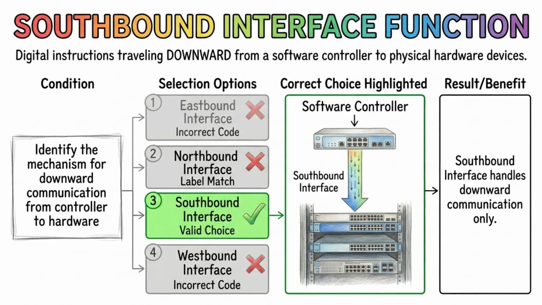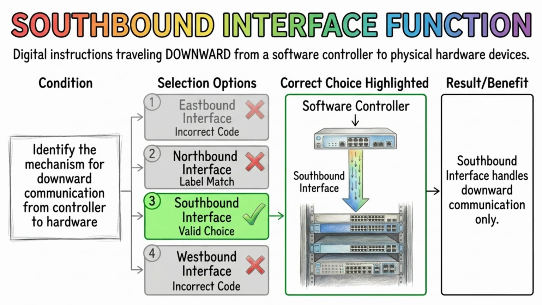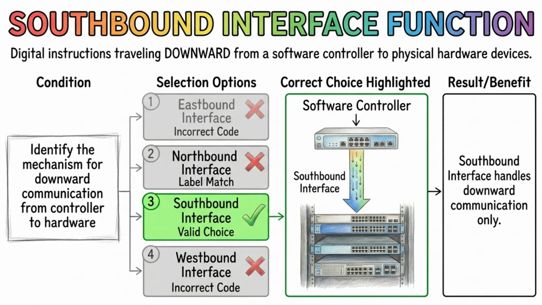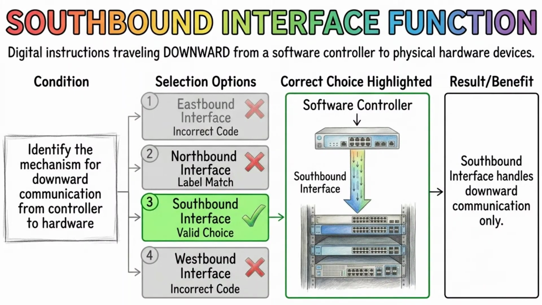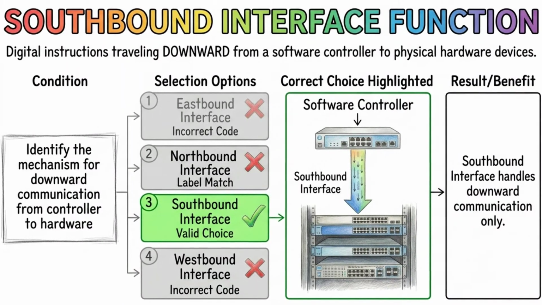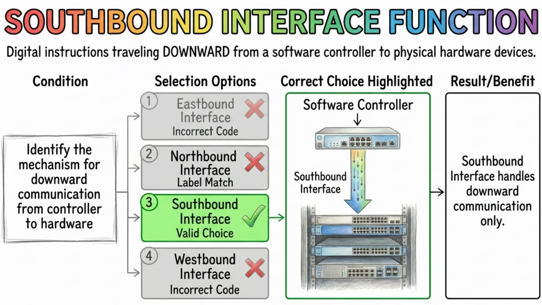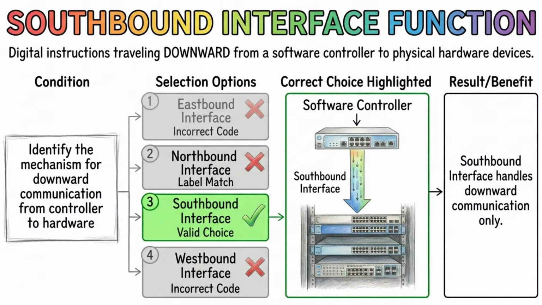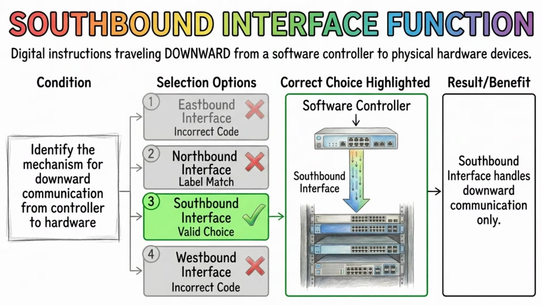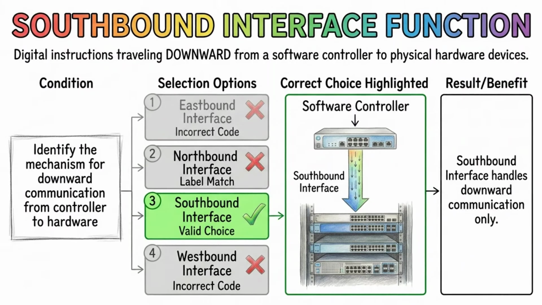Historically, controllers used a famous open-source protocol called OpenFlow to handle this southbound communication, but modern Cisco environments heavily utilize protocols like standard command line scripts or specialized NETCONF messages. For your certification, just remember that southbound interfaces strictly handle the downward communication between the central controller and the physical networking hardware.